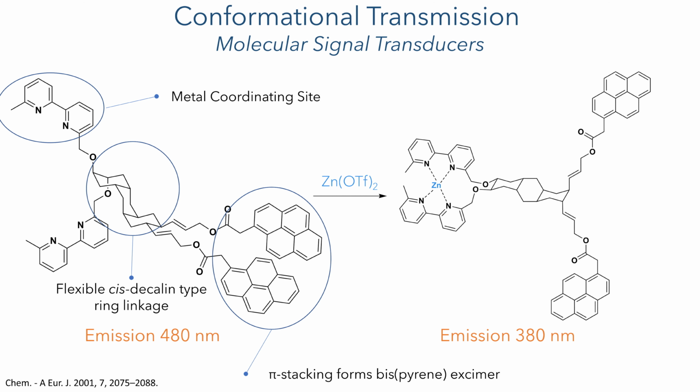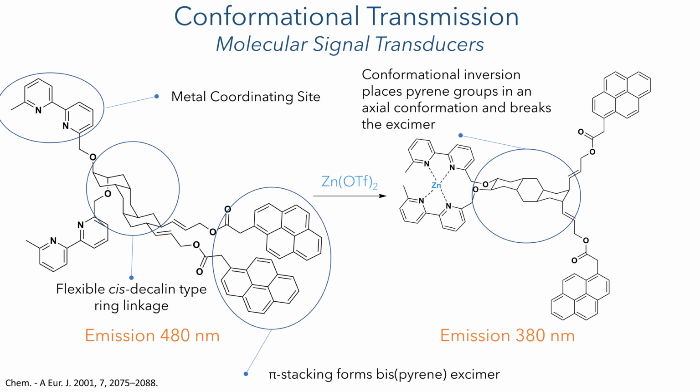The introduction of zinc triflate triggers the formation of a coordination complex, which brings the two bipyridyl groups closer together, forcing them into an equatorial conformation, which causes the inversion of the three fused rings, which places the pyrene groups in the axial conformation. In this conformation, they are too far away to form an Xmer, and their fluorescent emission is shifted to 380 nanometers. This is only possible due to the cis-decalin type ring linkage, which is able to convert between conformations, as the trans-isomer is rigid and inflexible.